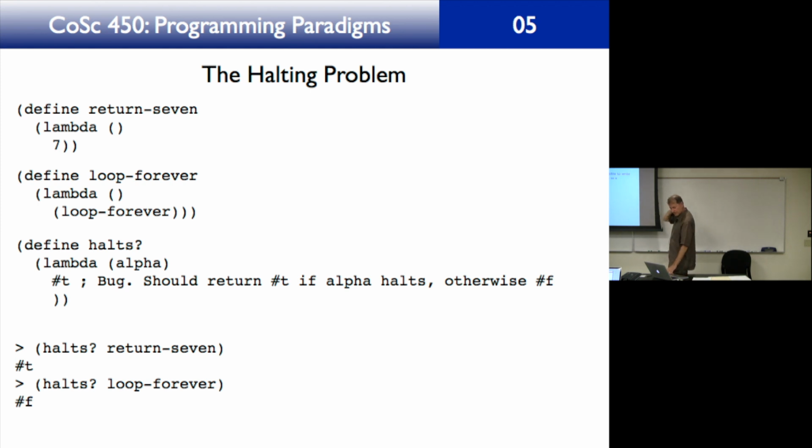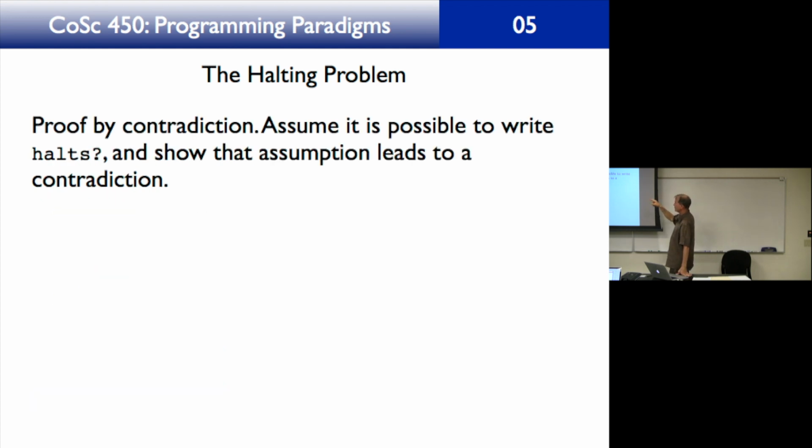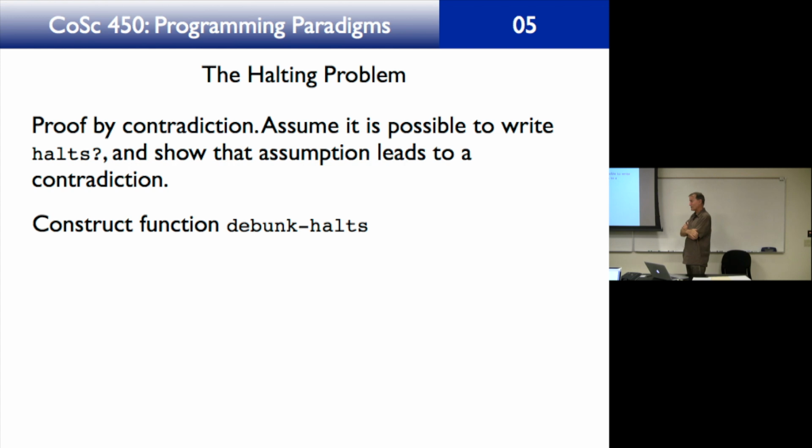Now, oh yeah, here's the proof by contradiction. We will assume it is possible to write halts and show that assumption leads to a contradiction. So that's an important part of the proof, the technique you're going to use, proof by contradiction. Now, do you remember what we construct? Because this is part of the proof. We have to construct something, and what did we construct? Do you remember what we constructed? Debunk halts.